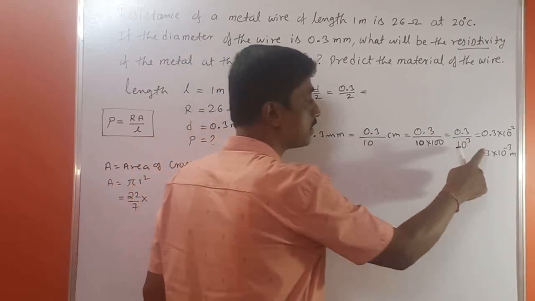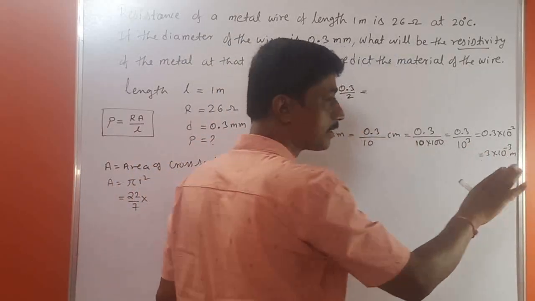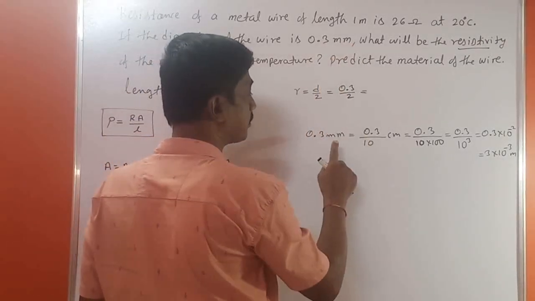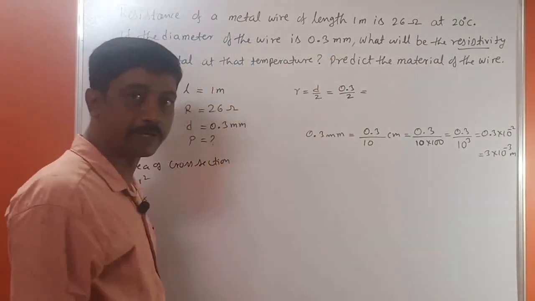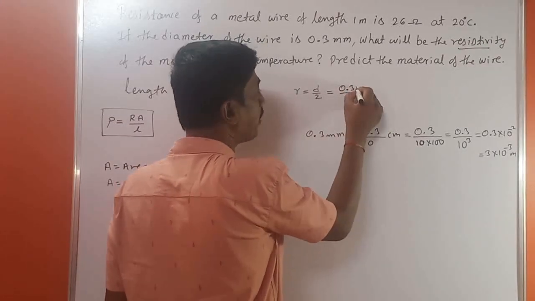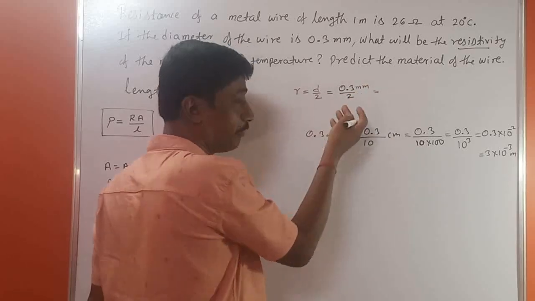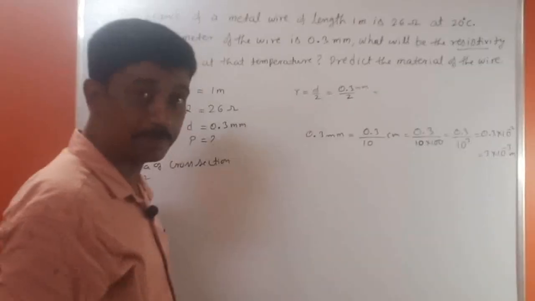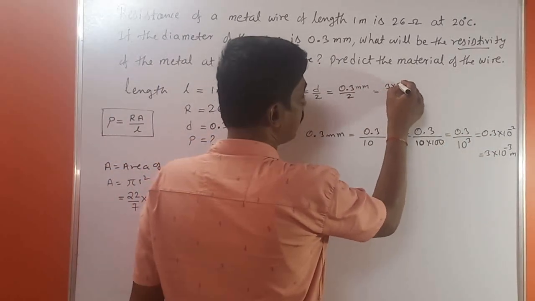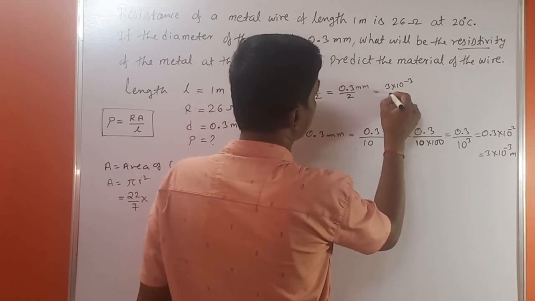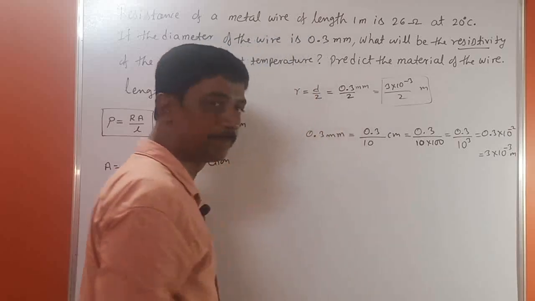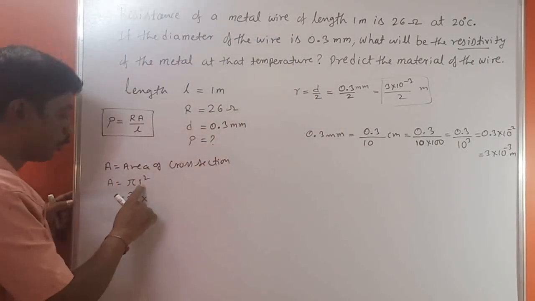0.3 millimeters is equal to 3 into 10 to the power of minus 3 meters. So you converted this 0.3 millimeters into meters. Now, that is 0.3 millimeters, and we need the radius, not the diameter, and that is the diameter. So 0.3 millimeters is equal to 3 into 10 to the power of minus 3 by 2 meters. Now this is the radius, the radius that you are going to put over there.